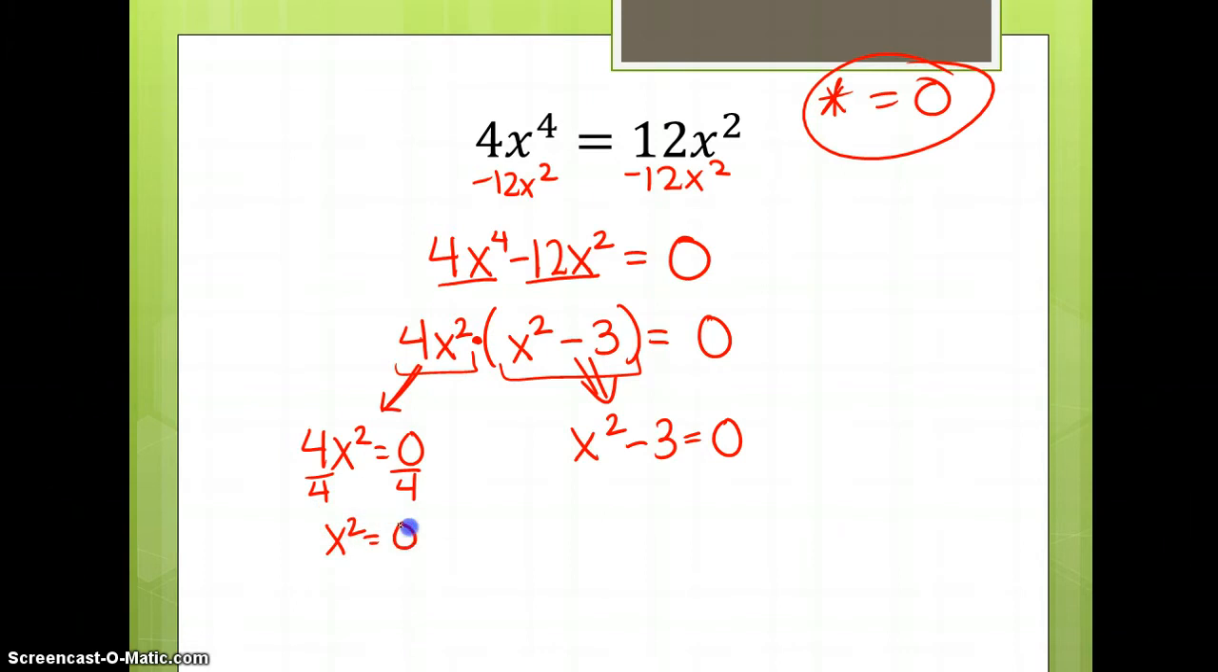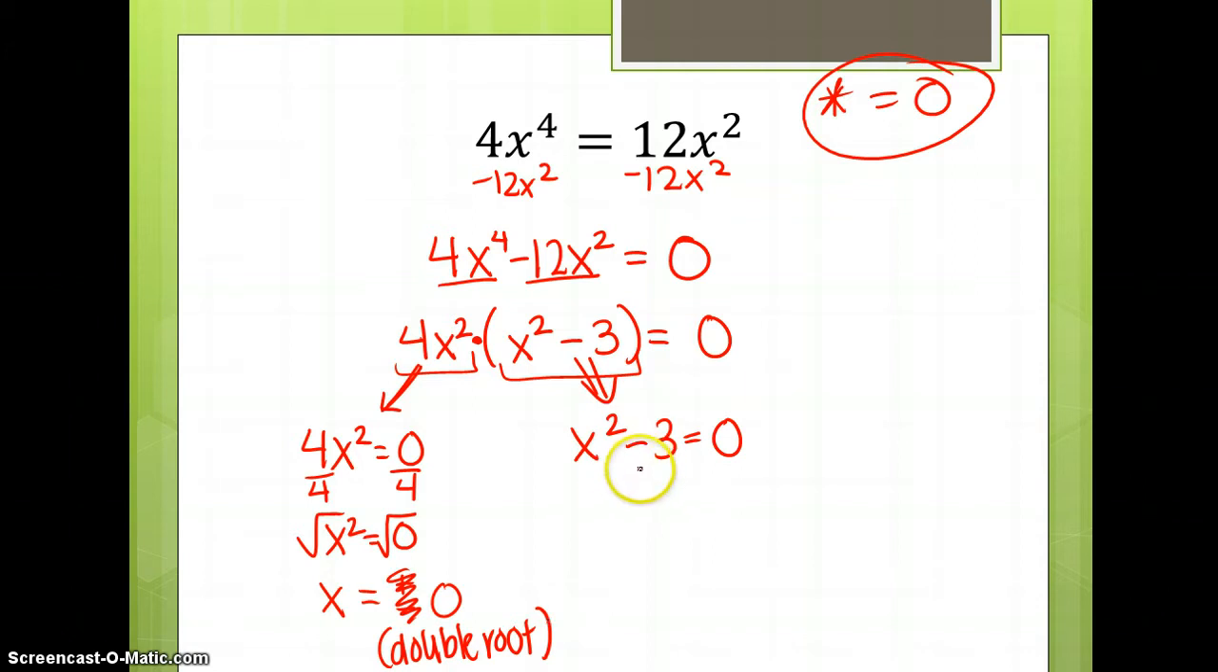X squared is 0. If I take the square root, remember we generally do the positive answer and the negative answer, but for 0, there's no such thing as positive 0 and negative 0, so we kind of just say 0. And 0 is actually what we would consider to be a double root. Because we can't say positive and negative, it's going to count as 2 different roots there for us, but it's really just the same number twice.